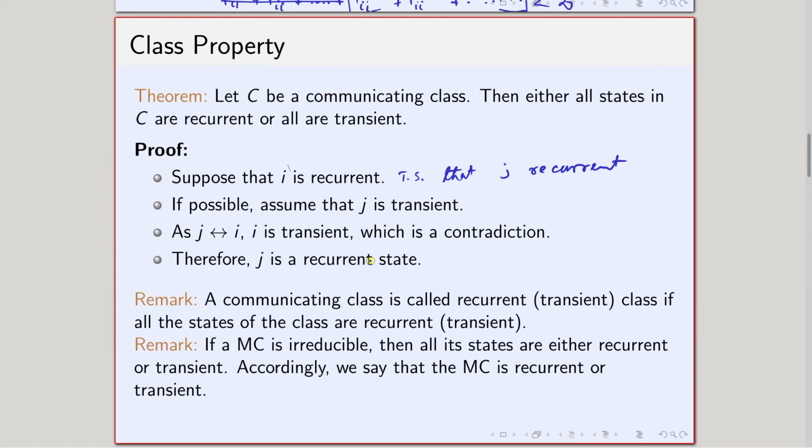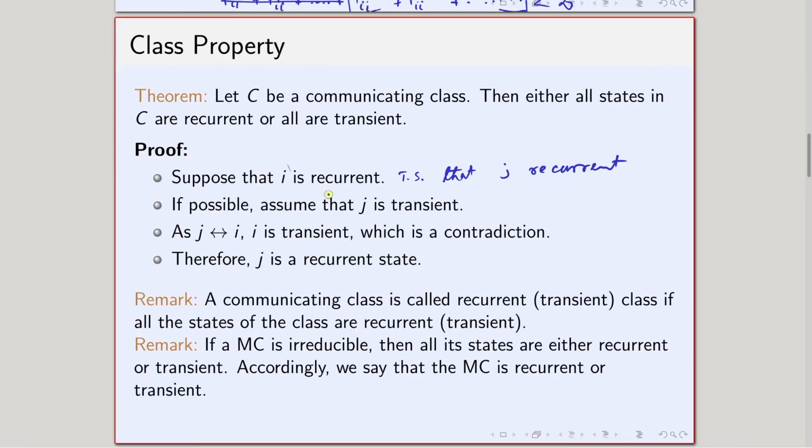Let us prove this one by contradiction. If possible, suppose that j is transient. I want to show that j is recurrent, so suppose, if it is at all possible, that j is transient. Finally, we are going to show that if we assume j is transient, then there is a contradiction. If there is a contradiction, that means what I am assuming is false, and j is not transient, that means j is recurrent, because a state is either transient or recurrent. So j is not transient means that j is recurrent. That is the way to prove.